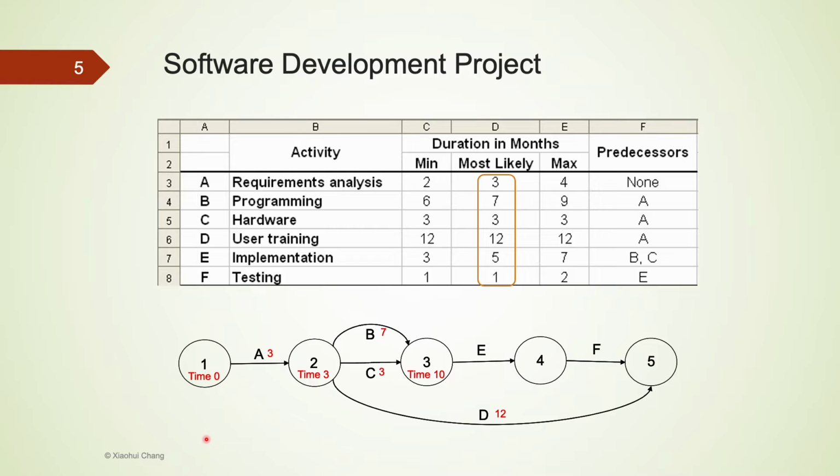Again, using the most likely completion time information in column D, we know that activity D would take the longest to complete because it takes 12 months to complete D, while it only takes 3 months to complete C. Once we complete both B and C, we are at the third checkpoint. By now, it's in month 10 because it takes 7 months to complete B, and we have to complete both B and C before we can arrive at the third checkpoint. We can now start working on E, which requires the completion of both B and C.